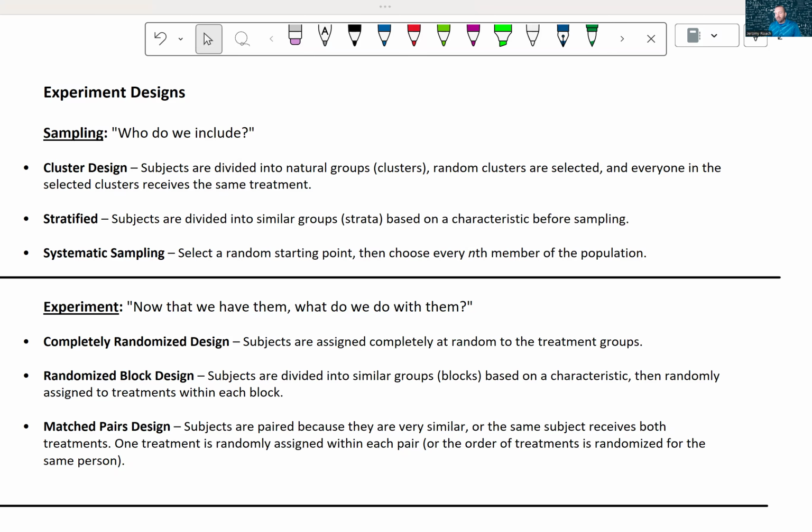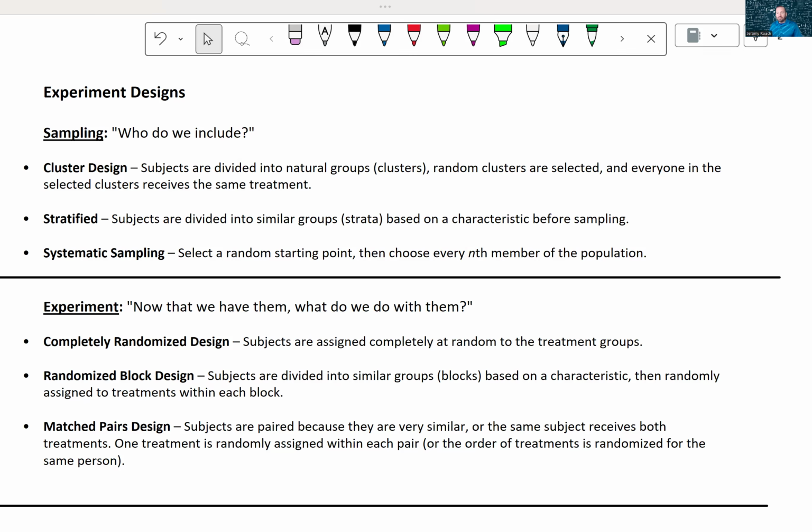on sampling. So we have a cluster design, stratified sampling, and systematic sampling. Cluster sampling is when entire groups get selected together, and then we test every member of that group. Stratified sampling is we group things first, and then we take samples of these. Again, these are not experiments; these are just sampling methods. And then we have systematic sampling, which is we just pick a random starting point, and then every nth value, for example, every 10th or 100th member of the study gets selected.